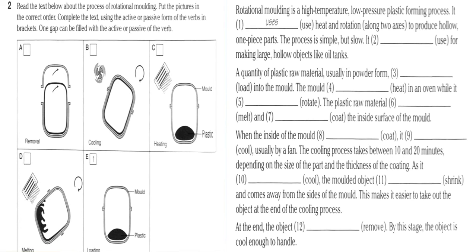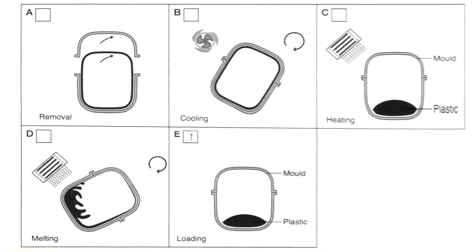Welcome back, my dear students. Now let's check your answers. Number 1, it is E. What's your answer? What is the second step? Which picture represents the second step? It's picture C. Good. Then D is the third step. Then B. Finally A.